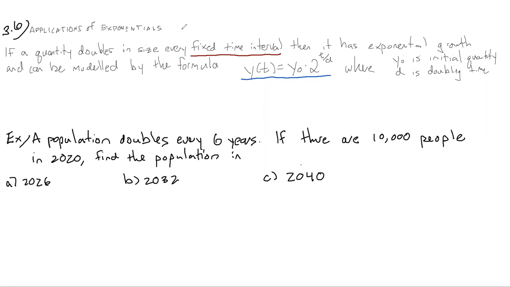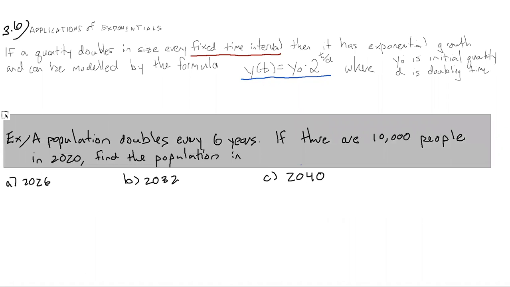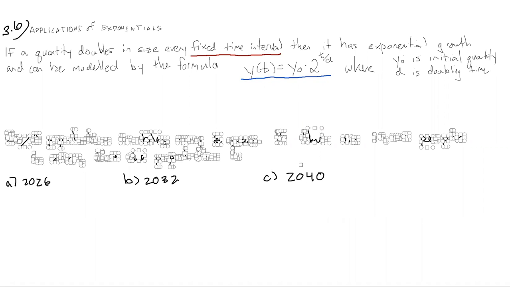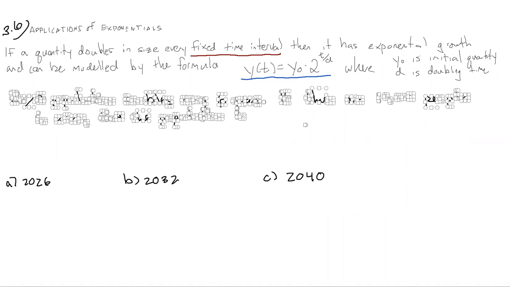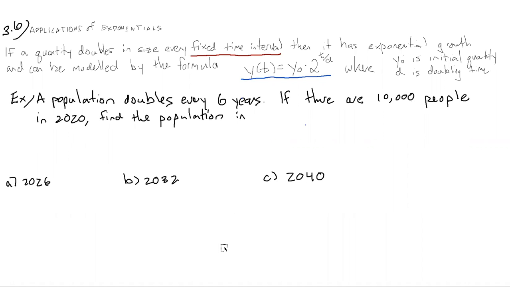So we're going to tackle this first problem. We have a population, let's say, of a town, and it doubles every 6 years. If there's 10,000 people in the year 2020, we want to find the population in 2026, 2032, and 2040. So we know it's got this doubling. So as soon as we see that word, we should be thinking doubling time formula. So I'm going to set that up.